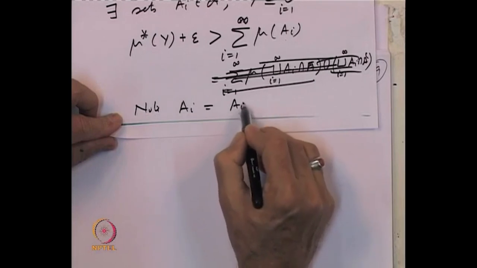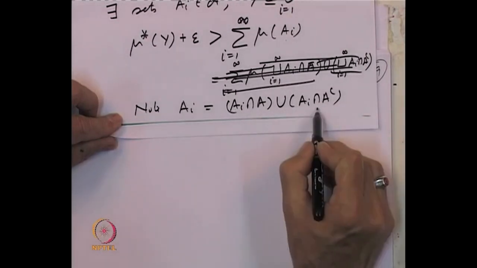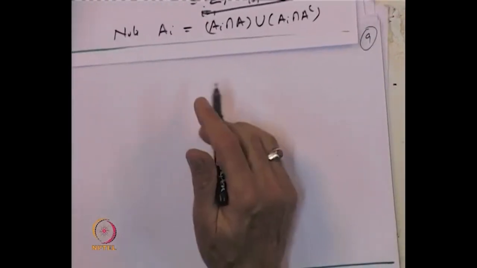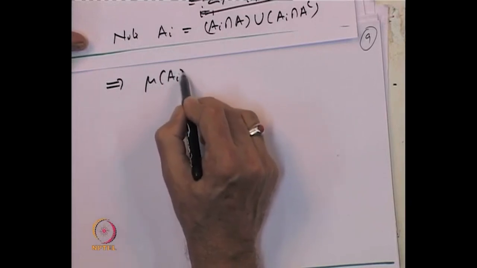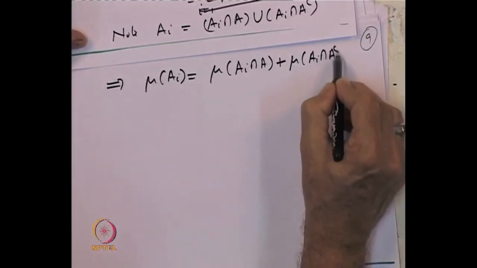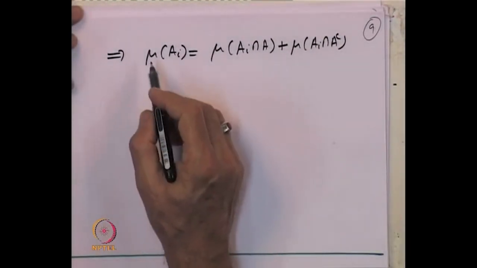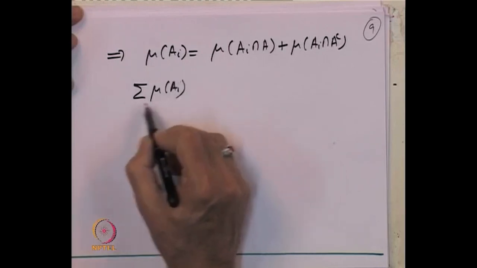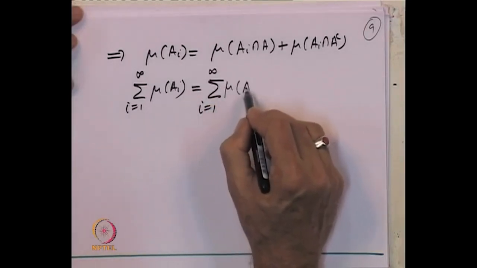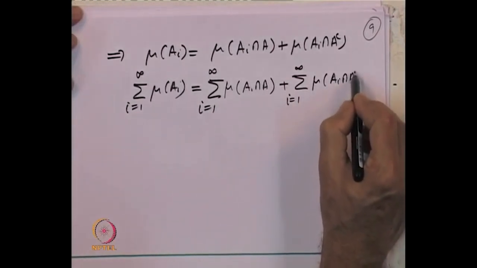Let us note A_i, I can write as A_i intersection A union A_i intersection A complement. And these are two disjoint sets, and mu is a measure, all the A_i's and A everything is in the algebra. So, using the fact that mu is a measure, I can write mu of A_i is equal to mu of A_i intersection A plus mu of A_i intersection A complement. So, that means the summation of mu of A_i, i equal to 1 to infinity, is equal to the summation of mu of A_i intersection A plus the summation of mu of A_i intersection A complement.